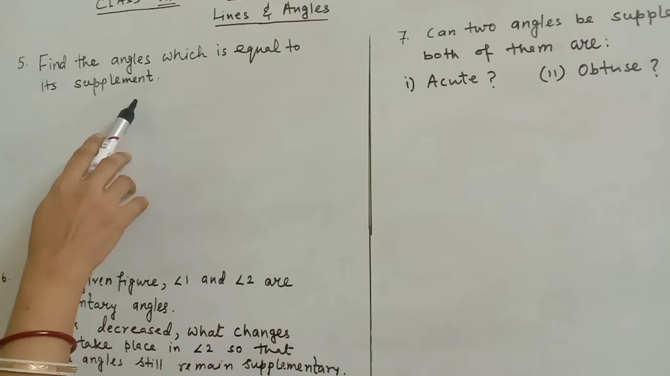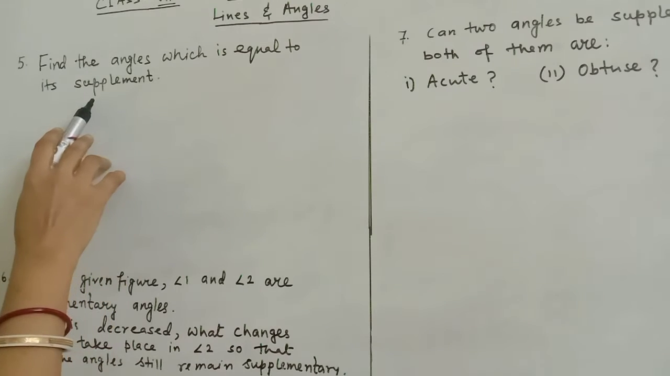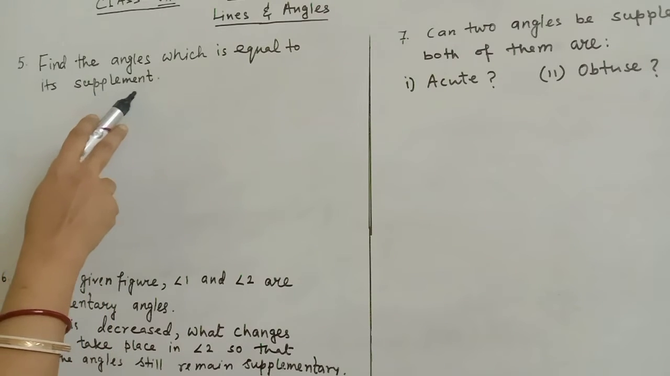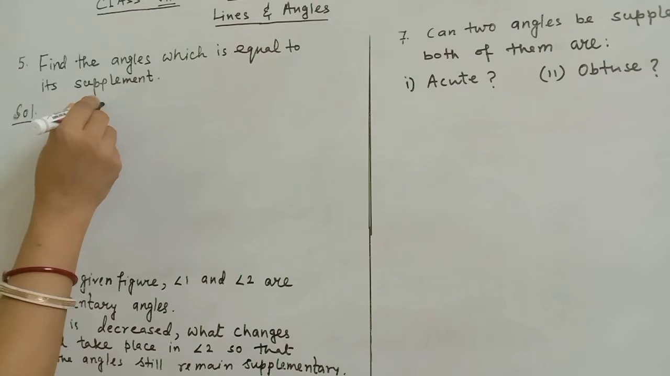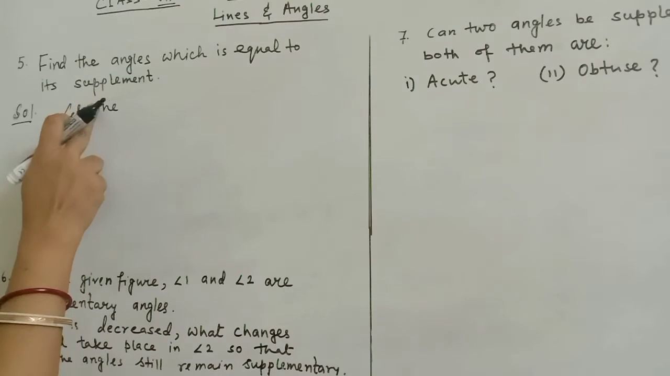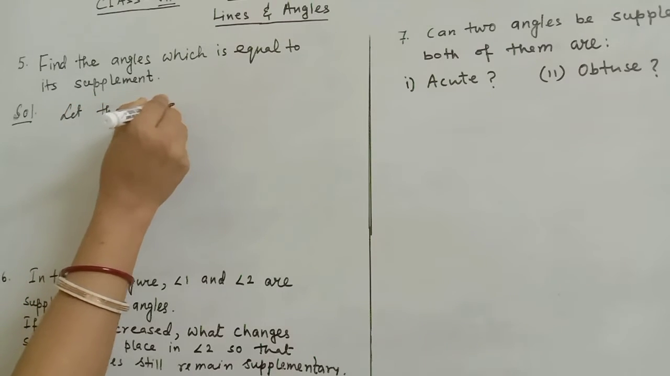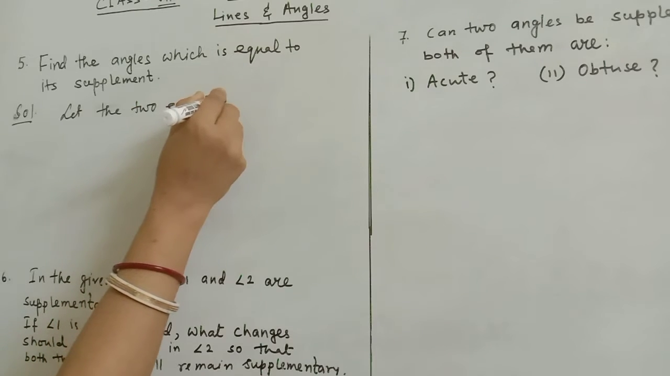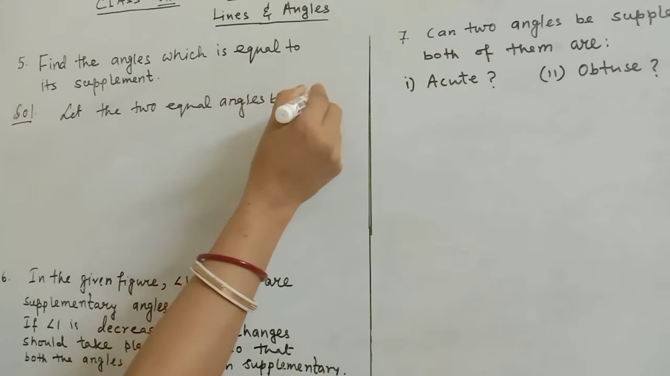When two angles are supplementary angles, the sum of the supplementary angles is equal to 180 degrees. So the two supplementary angles are equal to each other. So what can I take here as a variable? Let, for the solution, let the two equal angles be x degrees each.